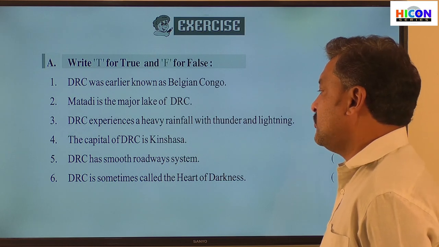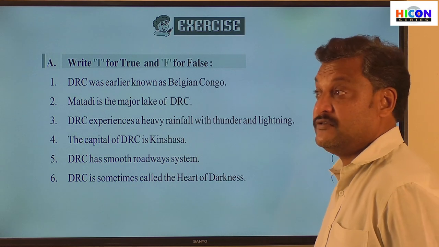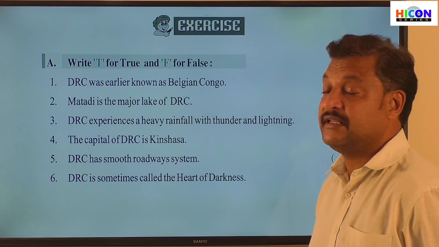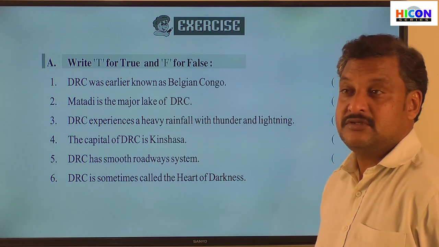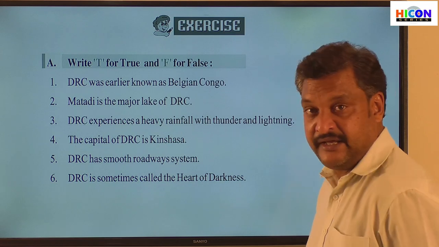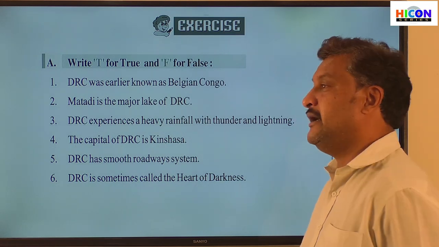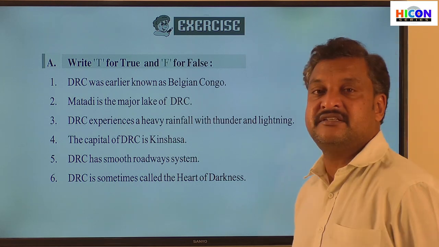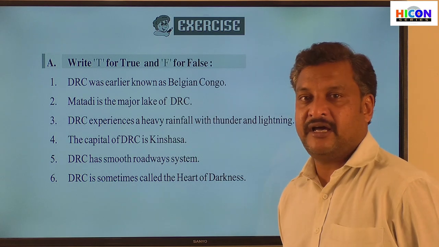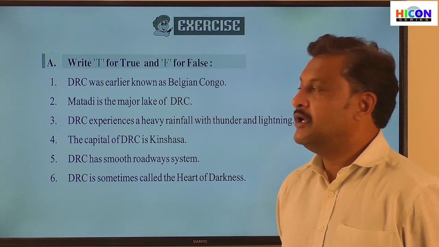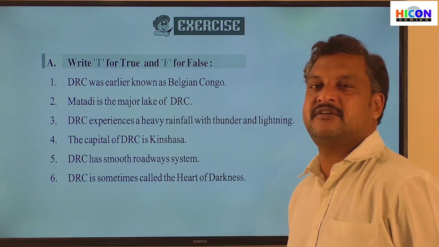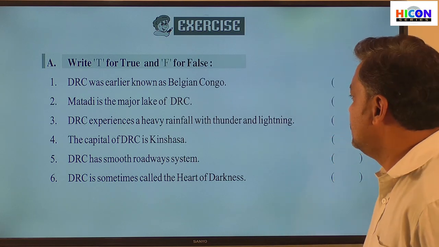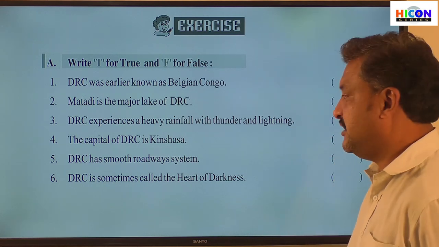DRC has a smooth roadway system. How many bridges would they have to construct if they had to build roadways like that? Roads are there only in those areas where there is land and some habitation. So in the three cities which we have studied, they may have a road system, but not throughout the Congo. A smooth waterways system is what is there in DRC, isn't it? So that is a false statement.